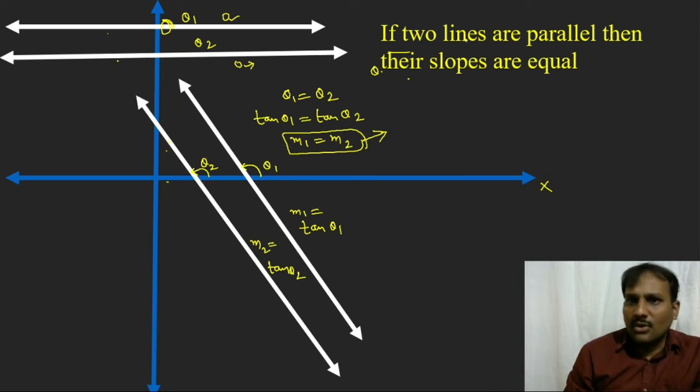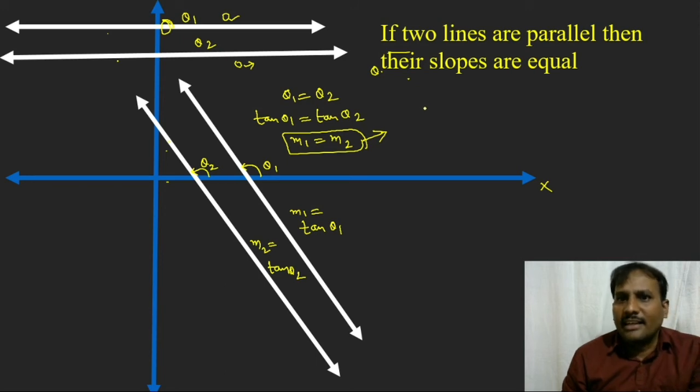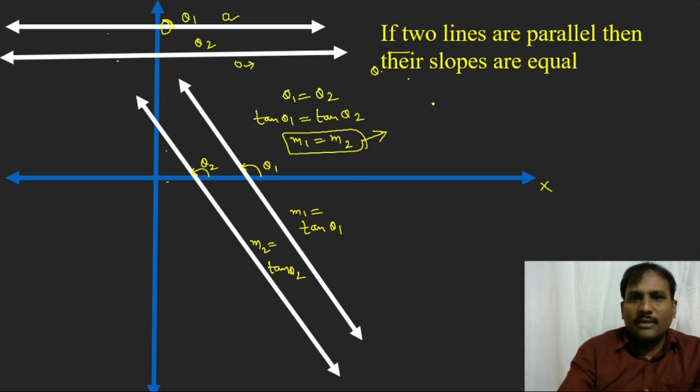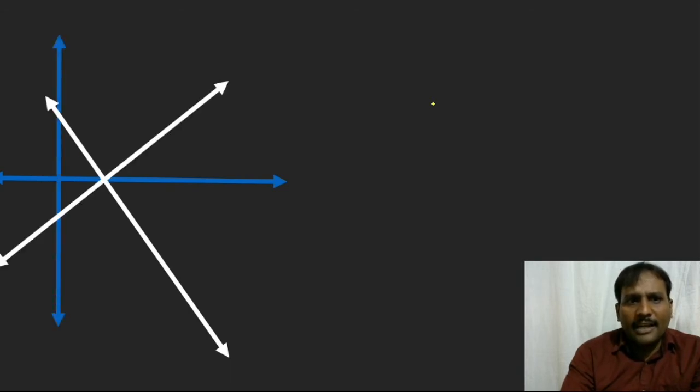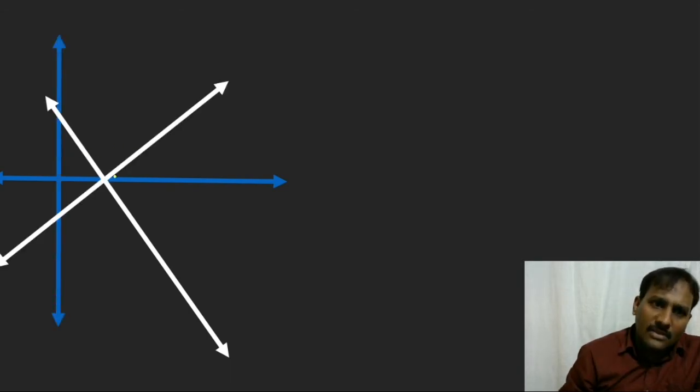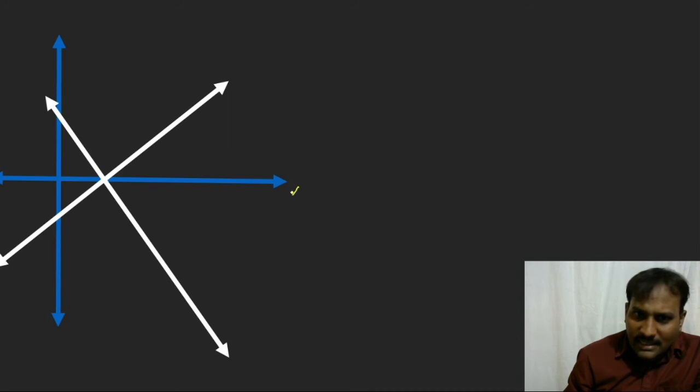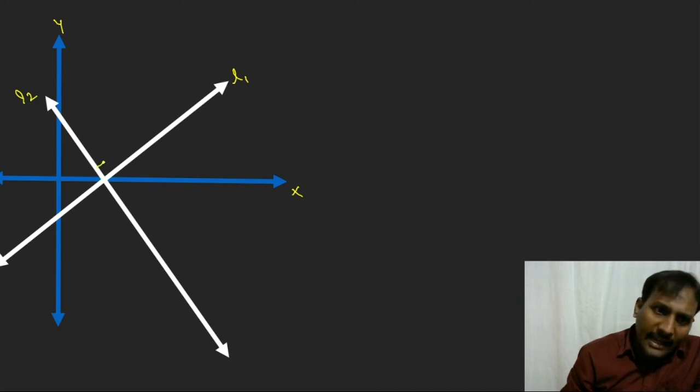That's it. So when two lines are parallel, then their slopes are equal. Now suppose two lines are perpendicular to each other. So now you take these two lines, let us say this is the x-axis and y-axis. This is some L1 and L2, two lines are there, and the angle between them is 90 degrees.